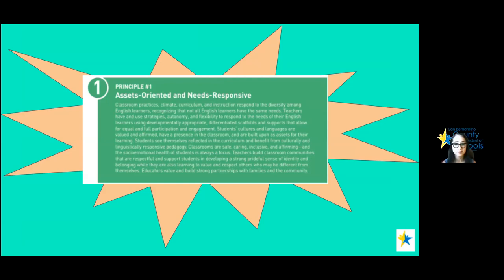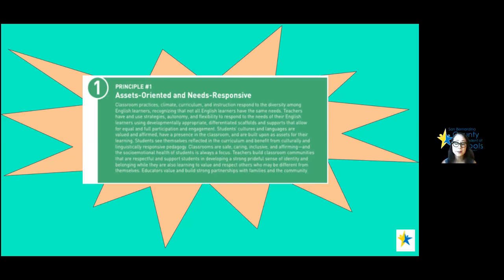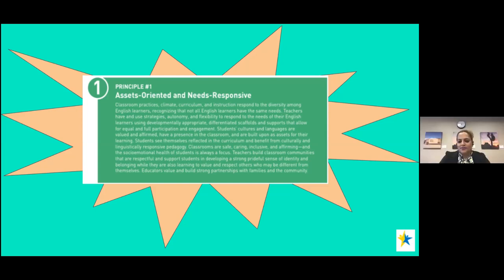Flexibility. Autonomy, scaffolds. Yep. Very important. Diversity. Cultures are valued and affirmed. Very good. Yes, so important. Inclusive, respectful, full participation, socio-emotional, strategies, empathetic. Safe, caring. Very good.